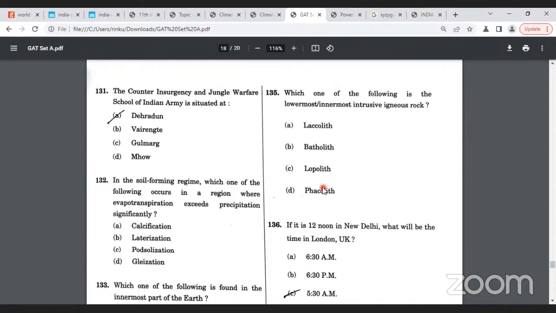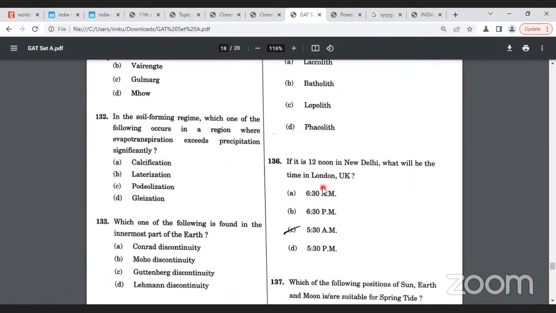So batholiths are the ones that lie in the innermost, deepest reaches of the earth. These are basically the reserve for all the magma, and will be responsible for providing magma to the rest of the intrusive igneous rocks. So it lies in the lowest, deepest reaches. So the lowermost or innermost intrusive igneous rock is the batholith.